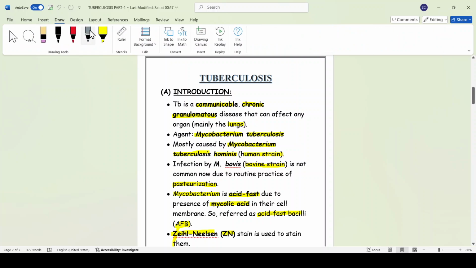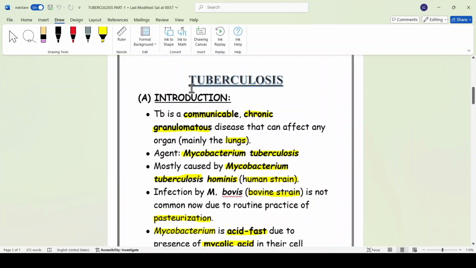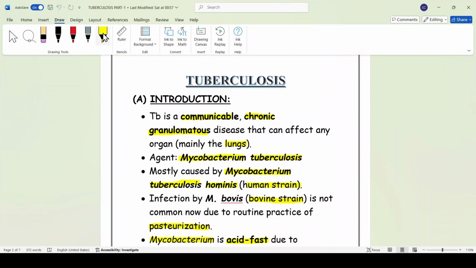Here we're going to see the main points. TB is a communicable, chronic, and granulomatous disease that can affect any organ, mainly the lungs. So here come the different types of tuberculosis. Tuberculosis can be divided into two types on the basis of what structure it is affecting. When it affects any organ of the body, it is called extrapulmonary TB. And when it affects the lungs, it is called pulmonary tuberculosis.